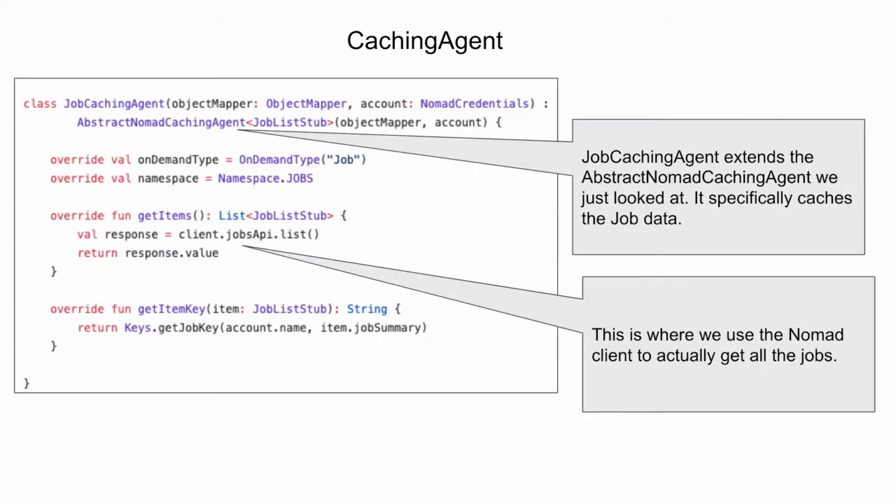So this jobs caching agent extends the abstract Nomad caching agent that we just saw, and all that's really left for it to do is make this specific call to the Nomad client to list the jobs.